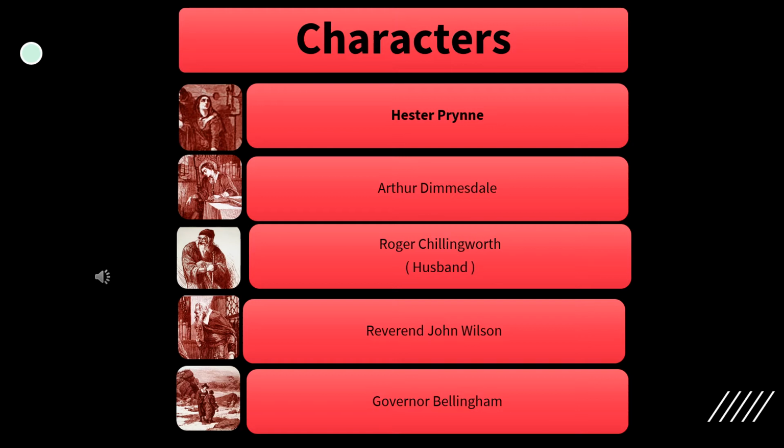Arthur Dimmesdale is the town's pastor and the same man with whom Hester Prynne has had an adulterous affair. Pearl is their child. Chillingworth is the husband of Hester Prynne. He is a man of medicine, a physician, who lives with the pastor at a later point of time. Reverend John Wilson is the town's minister and the church leader. Governor Bellingham is the governor of Bay Colony, and he listens to the ministers and grants Hester's appeal to retain the custody of her daughter.